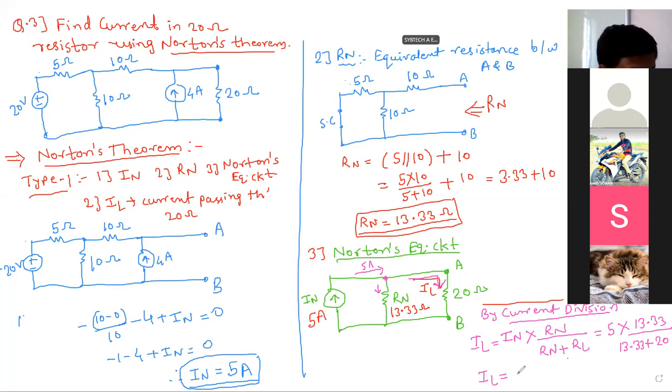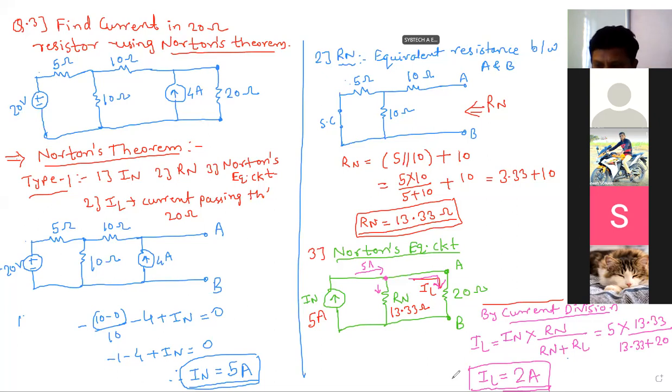How much current? IL value, calculate. 1.99, means 2 ampere. Is it correct? So IL we got 2 ampere.